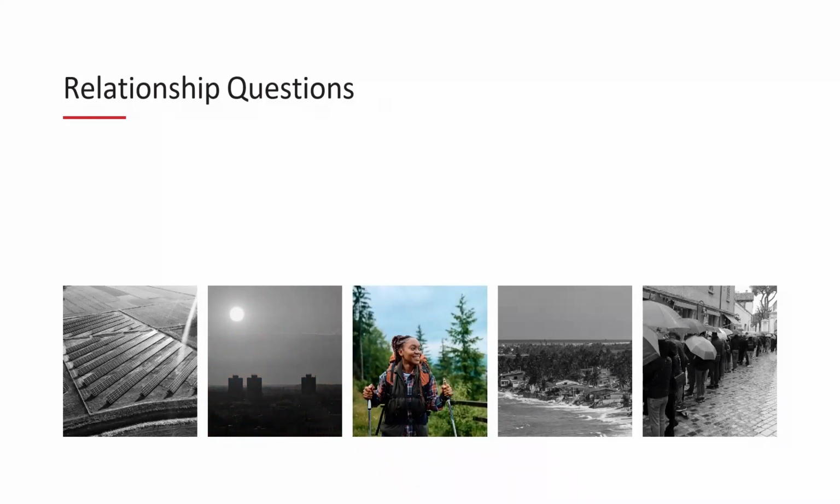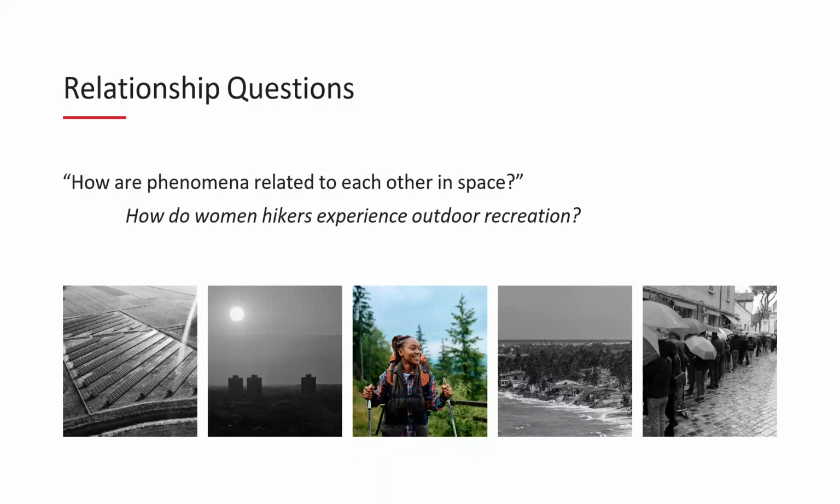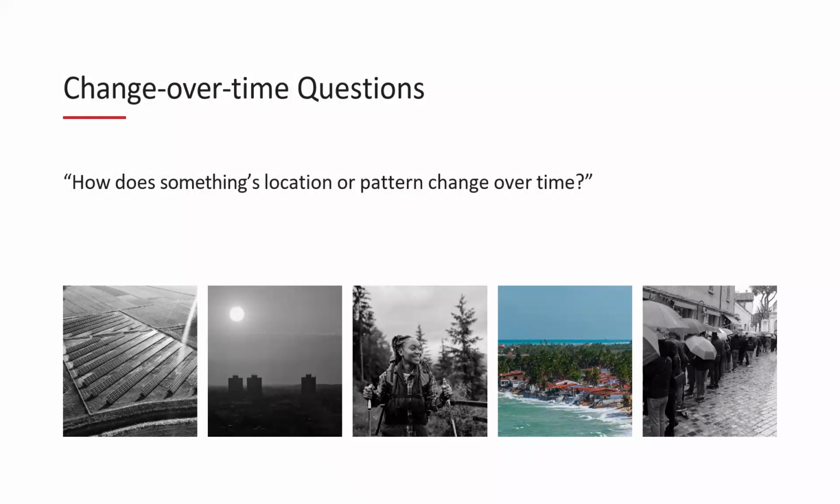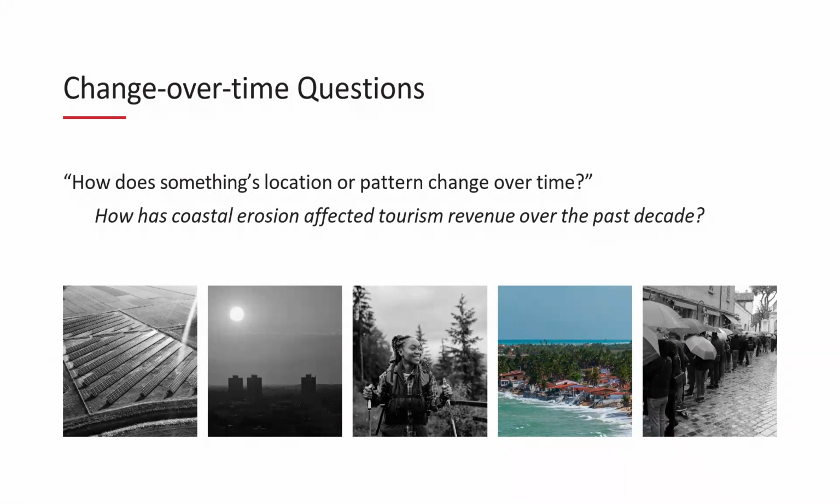Relationship questions ask, how are phenomena related to each other in space? So for example, how do women hikers experience outdoor recreation? In this question, we're approaching gender and outdoor activity as two spatial phenomena that can be understood together. Change over time questions ask, how does something's location or pattern change? How has coastal erosion affected tourism revenue over the past decade? Have tourists been discouraged by cliffs falling into the sea?